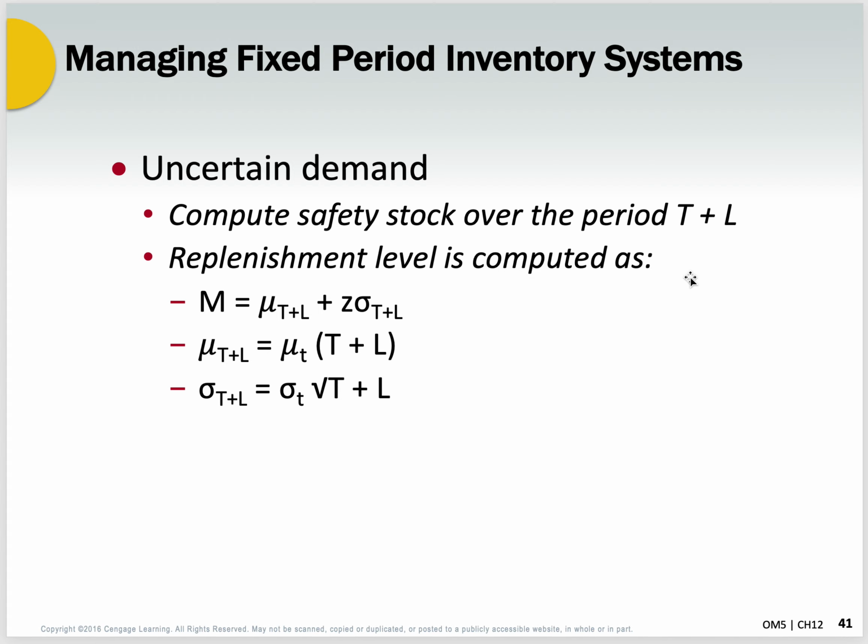So, managing fixed period inventory systems. We compute the safety stock over the period T plus L, and the replenishment level is computed as M equals mu T plus L plus Z sigma T plus L. Mu T plus L is the mu over this T plus L period, and sigma T plus L is sigma times the square root of T, and I think that square root extends over the L.